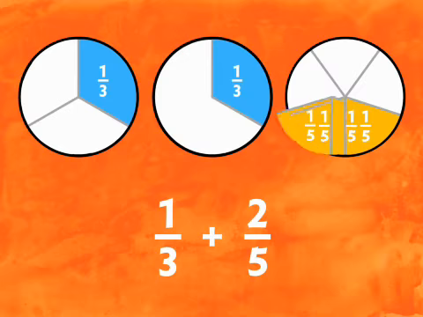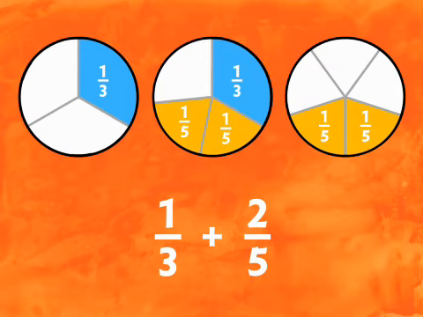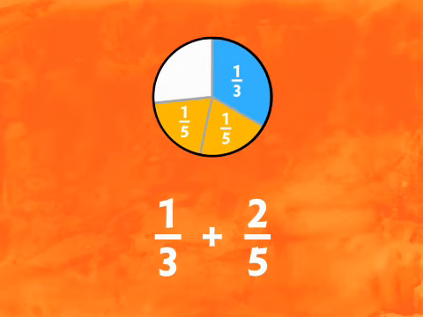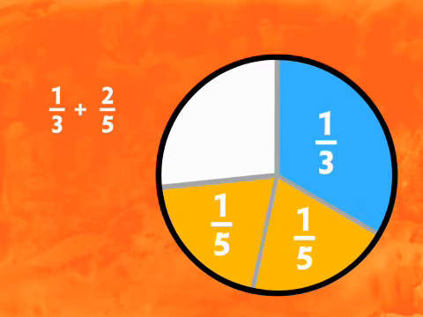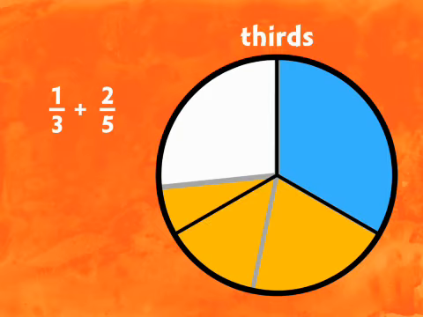To add 1/3 and 2/5, we combine the shaded parts. This model shows the sum 1/3 plus 2/5. But what fraction of the circle does the sum represent? Let's divide the circle into thirds. The sum represents more than 2/3 of the circle, but less than the whole circle.